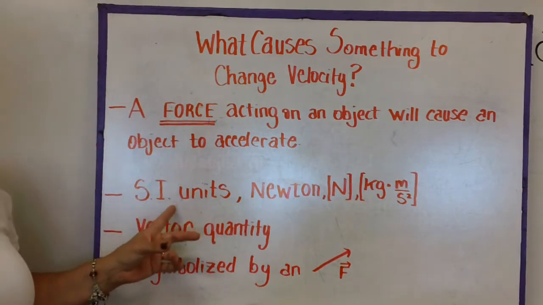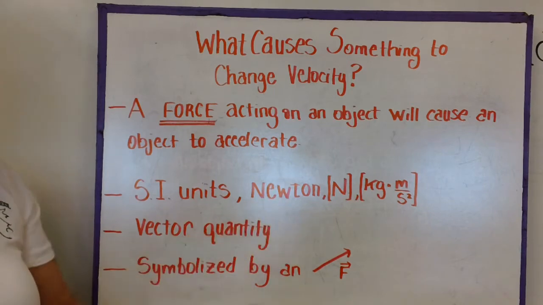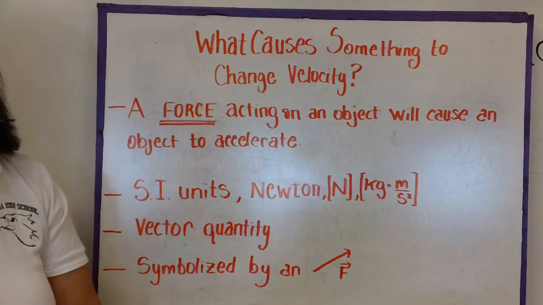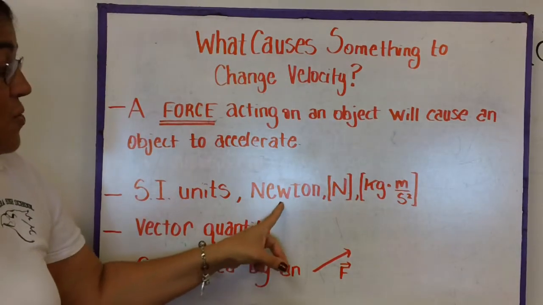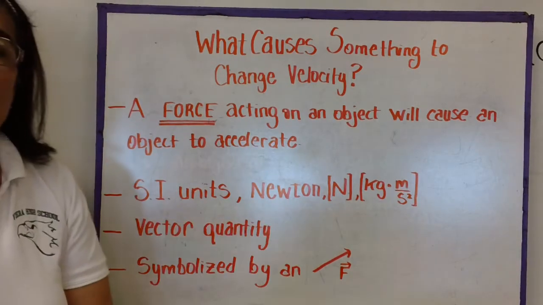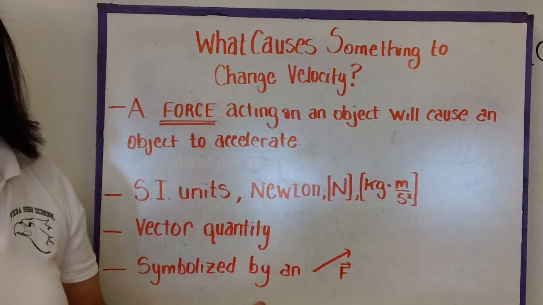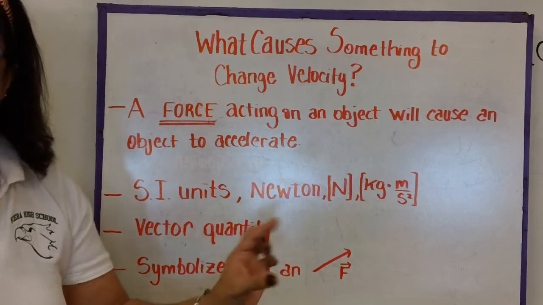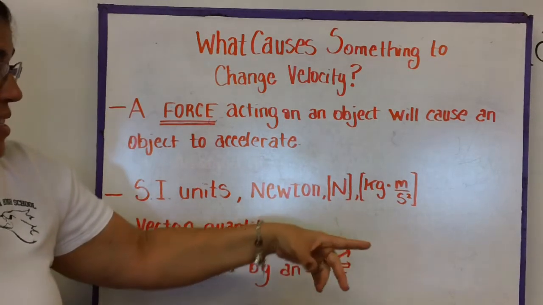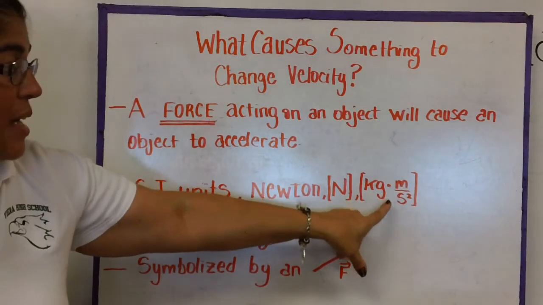So the SI units, the System International units that we use for forces, is called a Newton. It's named after Sir Isaac Newton, you know, the guy with the apple falling from the tree. Okay, the Newton is symbolized with a capital N. So when we say how many forces are acting on it, we're going to say it's 10 newtons, and we're going to use 10 N.